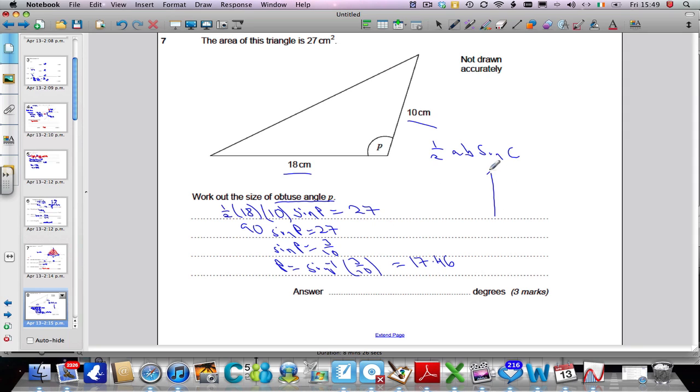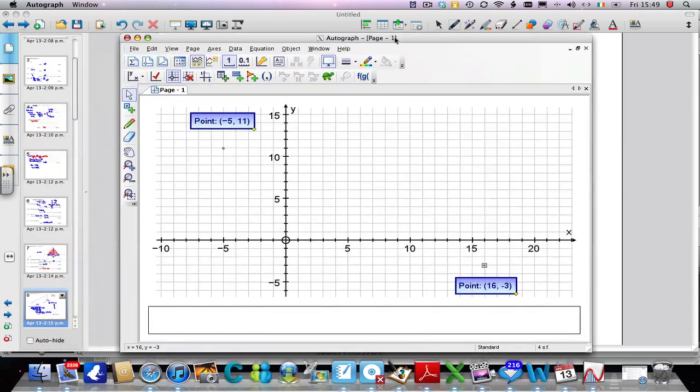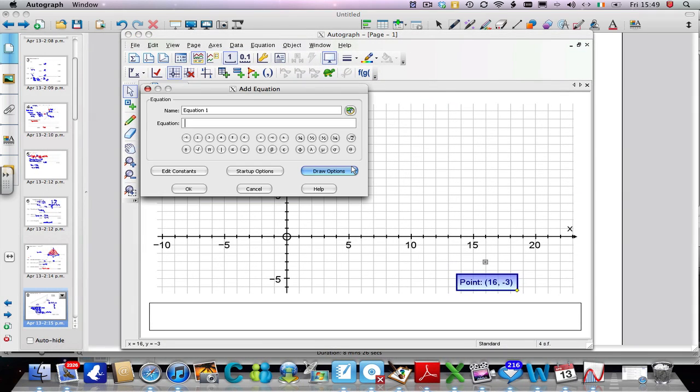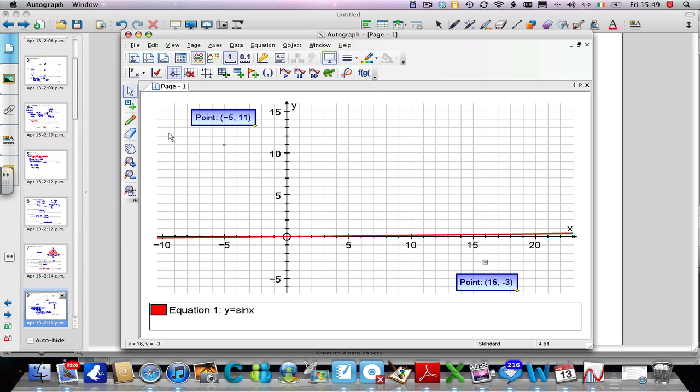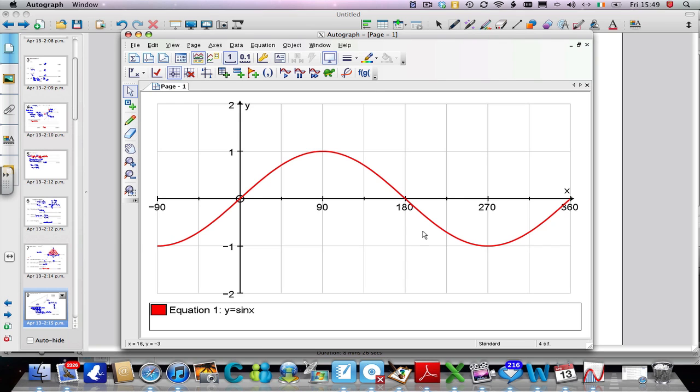let me show you using Autograph, it's better. Let's bring up y equals sine x, and there we have it. So you can see that's y equals sine x, and it's actually symmetric like this. So if I got a value of 17.45, which would be somewhere in there, well, we also have one there.